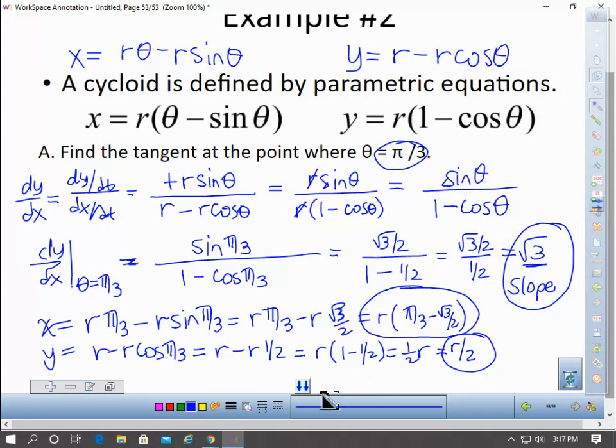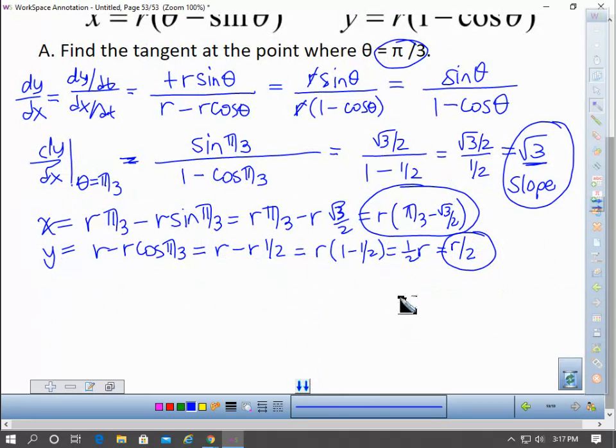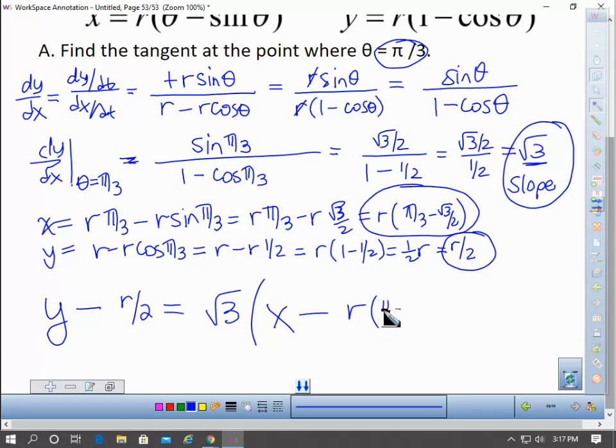So now you can write the equation. I know it's kind of funky looking, but you can write the equation for the tangent line down. So our tangent line is going to be y minus our y coordinate, which is r over 2, equals our slope, which is radical 3, times x minus our x coordinate, which is r pi over 3 minus radical 3 over 2, close parentheses. So there's my equation. That's my answer.